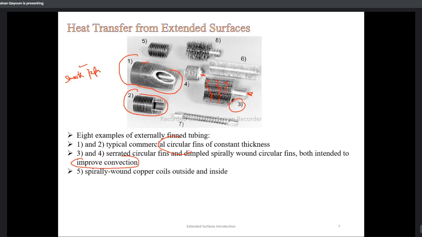Okay, geometry number five, now a spirally wound circular copper coils hai. On copper coils you are having some spiral things. Again, you are just increasing surface area exposed to convection. Okay. So, six and A.